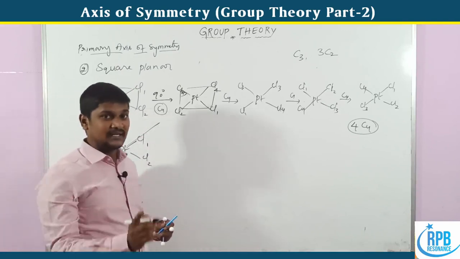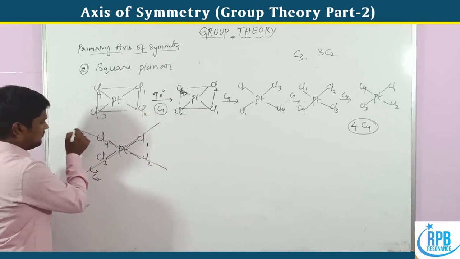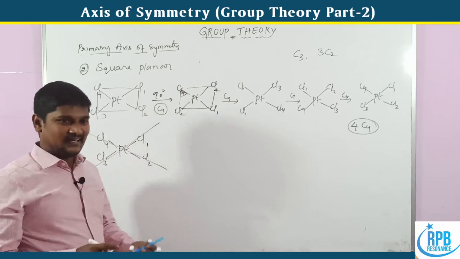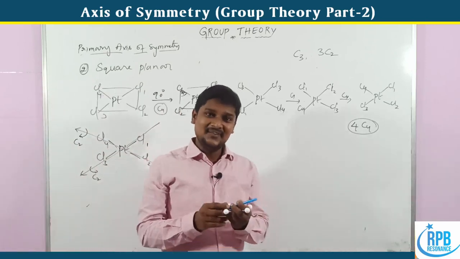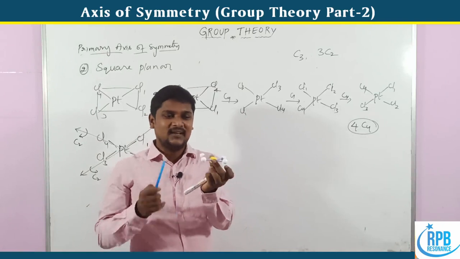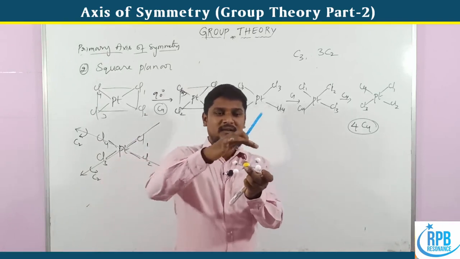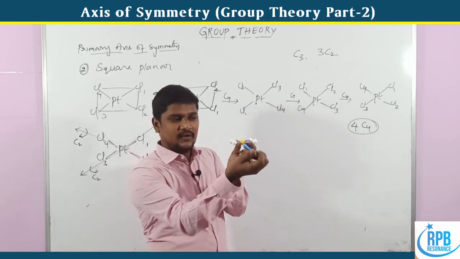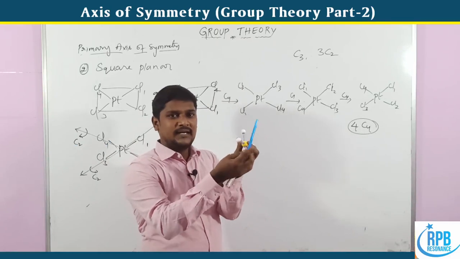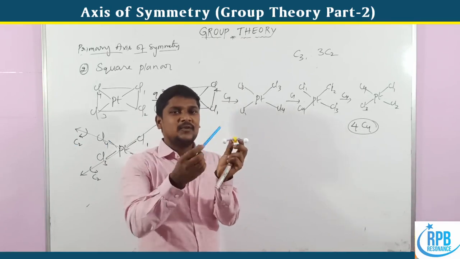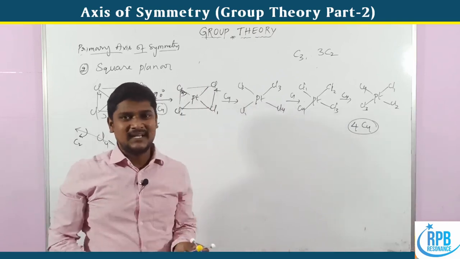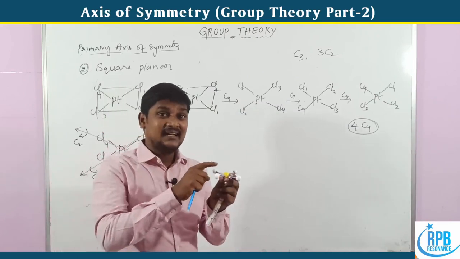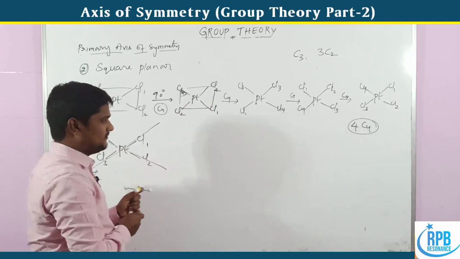So Cl1 to Cl3, one C2 axis of symmetry. Again, similarly, Cl2 to Cl4, again it is another C2 axis of symmetry. So two C2s are there. Again, not only through the atoms, in between the atoms also it produces a C2 axis of symmetry. So this is Cl1, Cl2, Cl3, Cl4. Can you imagine the axis in between the Cl3 and Cl4? A 180 degrees rotation will produce a similar equivalent configuration. Again, one more 180, it produces the identical configuration. That indicates here a C2 element is also there.